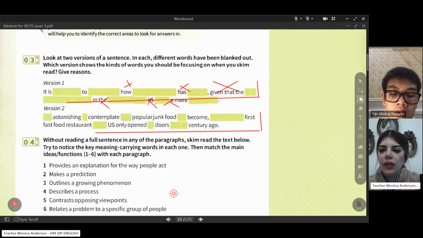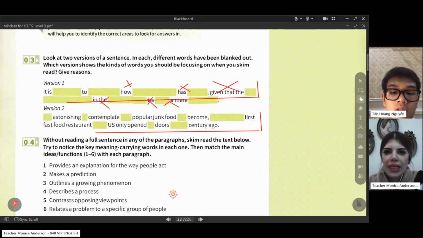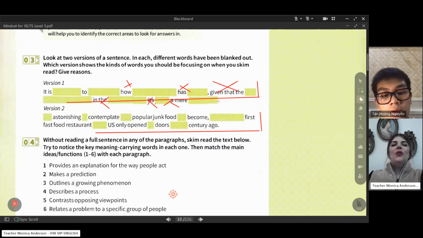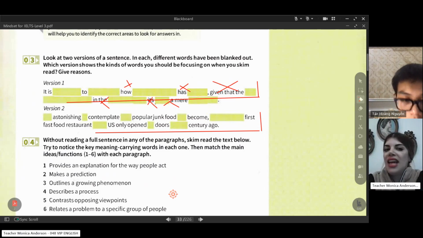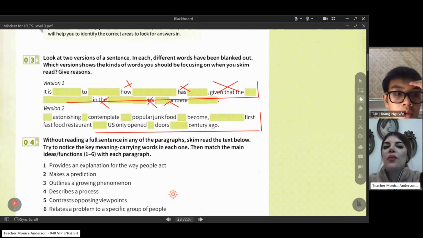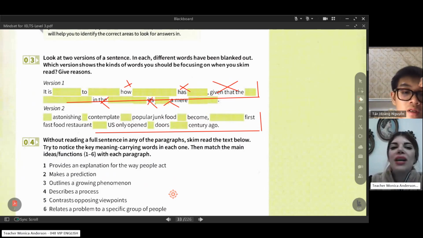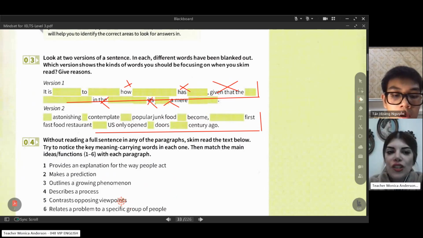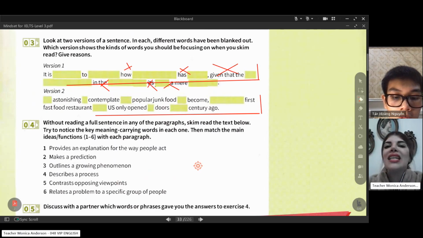Whenever you have any questions or issues, or something that you didn't get, you can ask me, okay? Good. Well, without reading a full sentence in any of the paragraphs, skim read the text below. Try to notice the key meaning or carrying words in each one, and then match the main ideas or functions 1 to 6 with each paragraph.